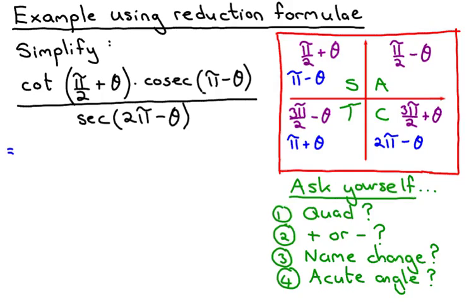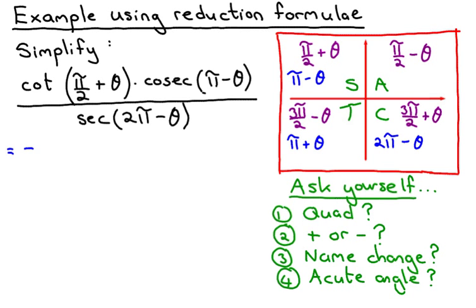The first question I ask is, what quadrant does this angle lie in? And we know that pi over 2 plus theta lies in the second quadrant. Then I need to check, is cot positive or negative in that quadrant? Well, the cast diagram tells me that only sine is positive in the second quadrant. Therefore, cot is not positive because cot and tan go hand in hand. So we know that it's going to be negative, so I can put my negative down so long.